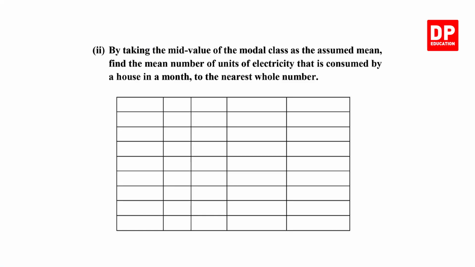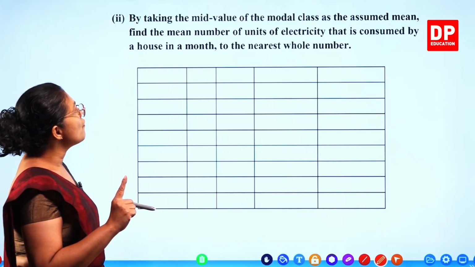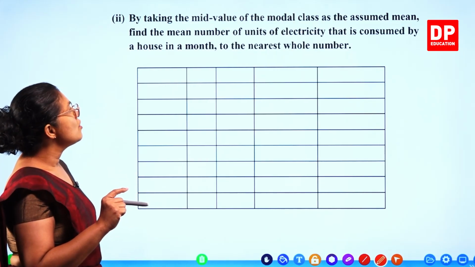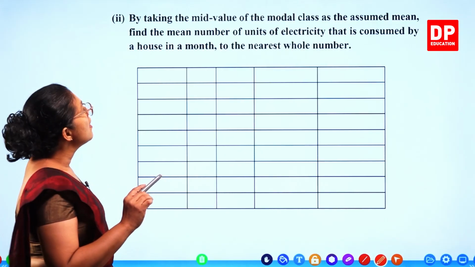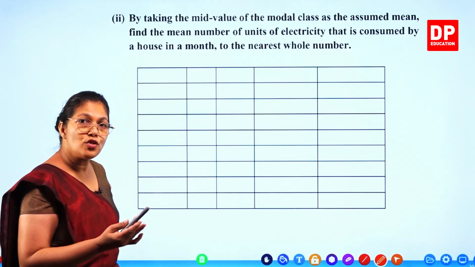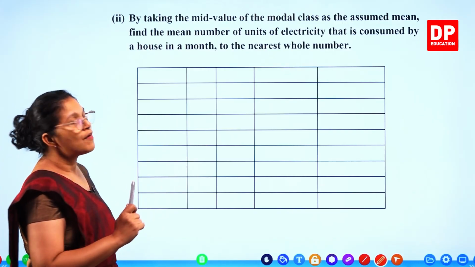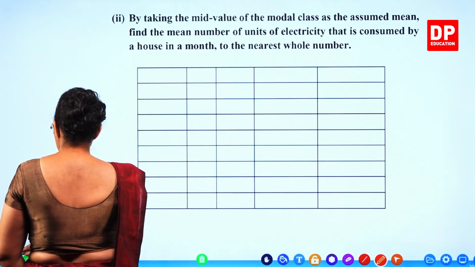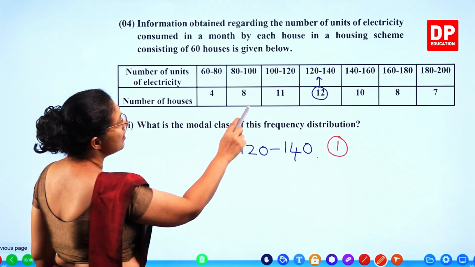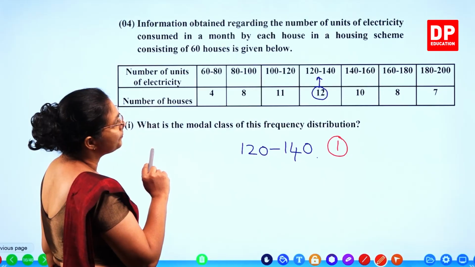By taking the mid value of the modal class as the assumed mean, find the mean number of units of electricity that is consumed by a house in a month to the nearest whole number. So you have to take the assumed mean method. When you are taking the assumed mean method, you need 5 columns. So what are the intervals given? 60 to 80. All these are with size 20.